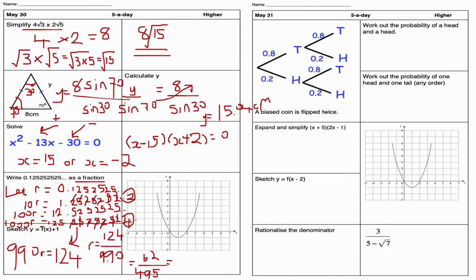Next question, I know there's not a lot of space here. Sketch y equals f of x plus 1. The plus 1 is outside the bracket, so it's going up by 1. So all the y coordinates are going up by 1.